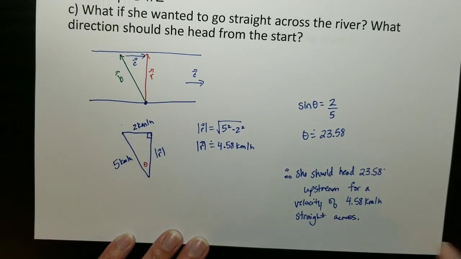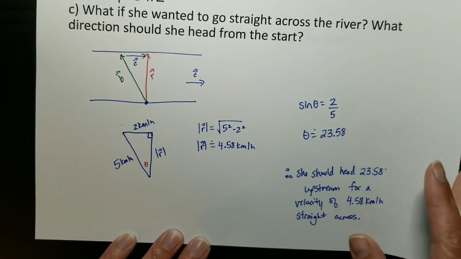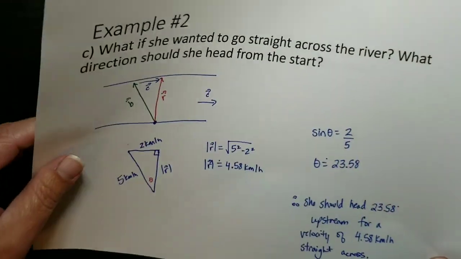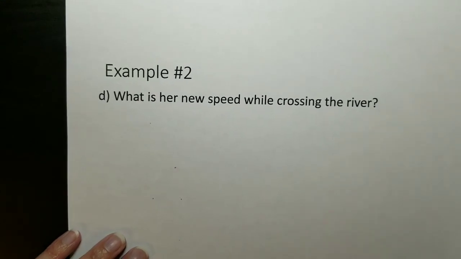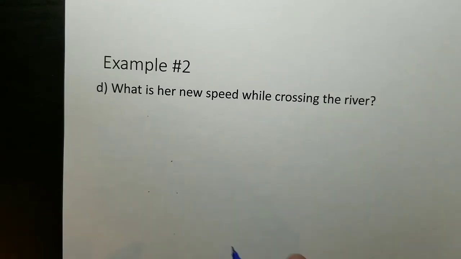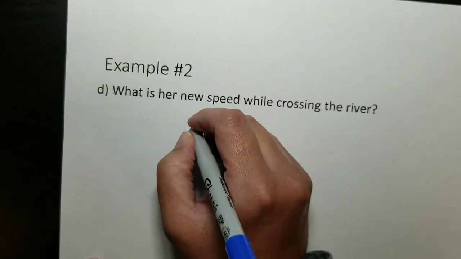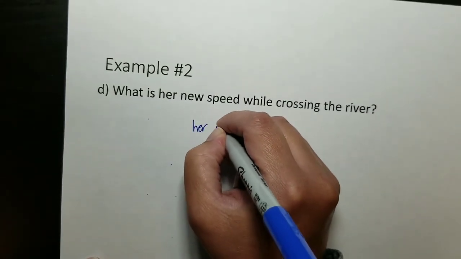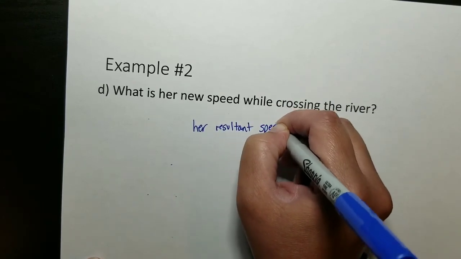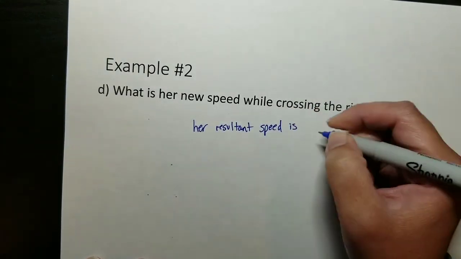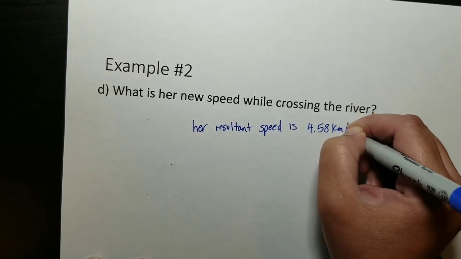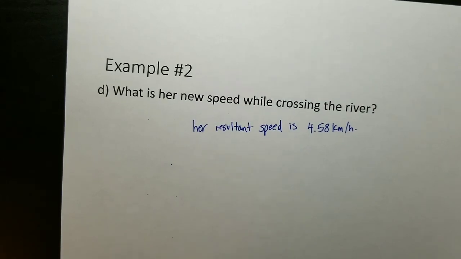And I realize it didn't really ask for the velocity yet, but I think that's the next question. Yeah. And there, what is her new speed crossing the river? Her new speed is 4.58 kilometers per hour. Apparently I should combine those two.